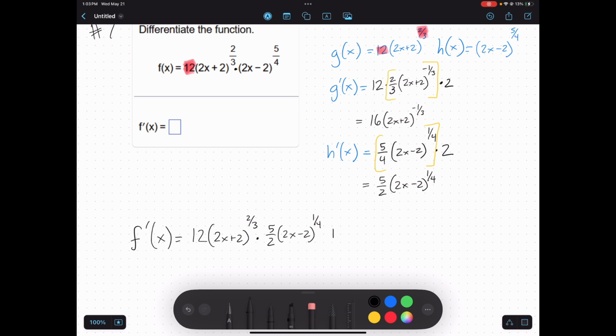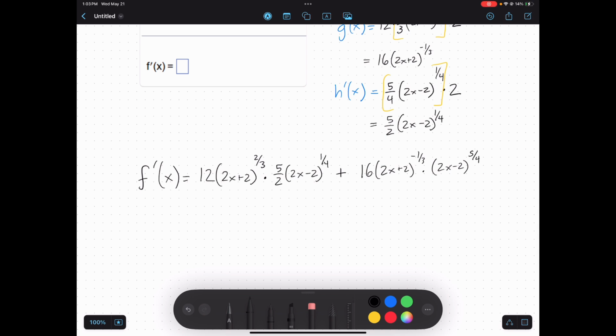It's half, right? So then for the second half I'm going to add, and then I'm going to do the reverse. So then I'm going to have the derivative of my g function, so 16 times 2x plus 2 raised to the negative 1/3, multiplied by my h function, 2x minus 2 raised to the 5/4.